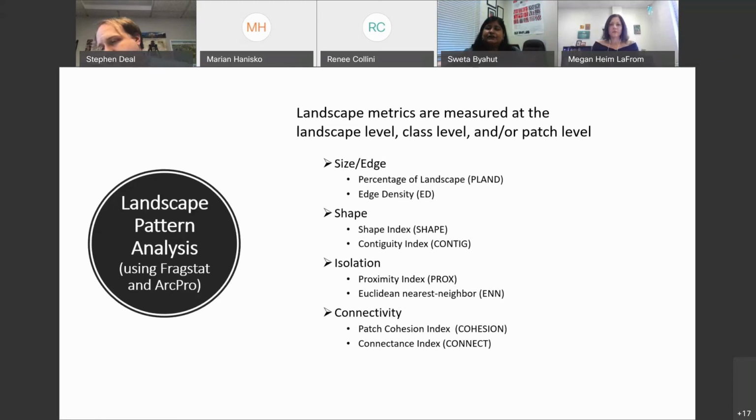So using GIS tools of ArcPro and FragStats, we analyzed landscape patterns for all of these 1,290 subbasins and measured the following: the percentage of landscape, or the proportion, the edge density, shape density, contiguity, proximity, and various other things like connection and cohesion indices. And there are some other metrics that we also measured, such as a diversity index, the Shannon diversity index. That's not listed over here.